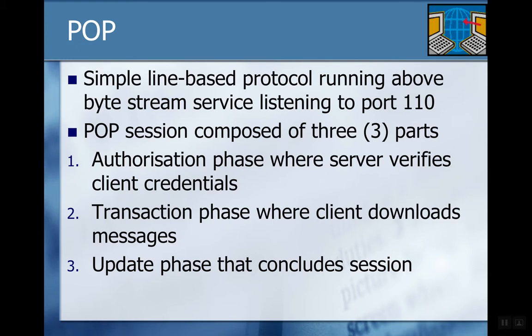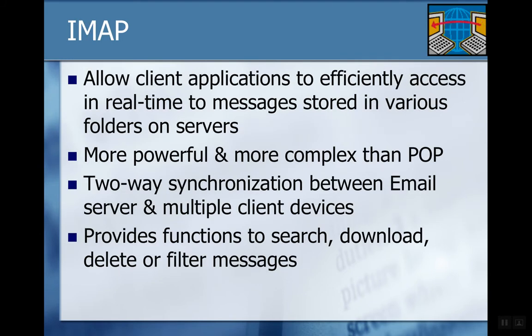And then IMAP. IMAP is really a more powerful, next generation. It allows you to do things like two-way synchronization and multiple client devices. It provides functions to search, download, delete, and filter messages. A lot of what you see now, like Microsoft Exchange, the industrial scale email systems, will usually use IMAP.